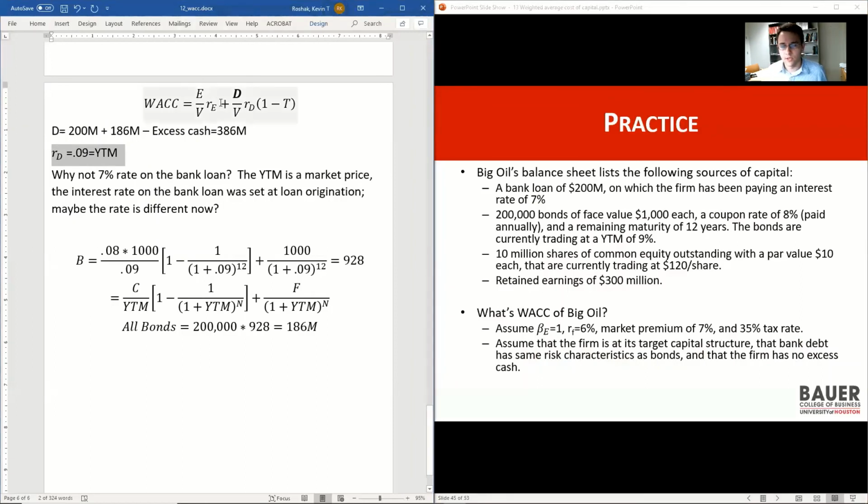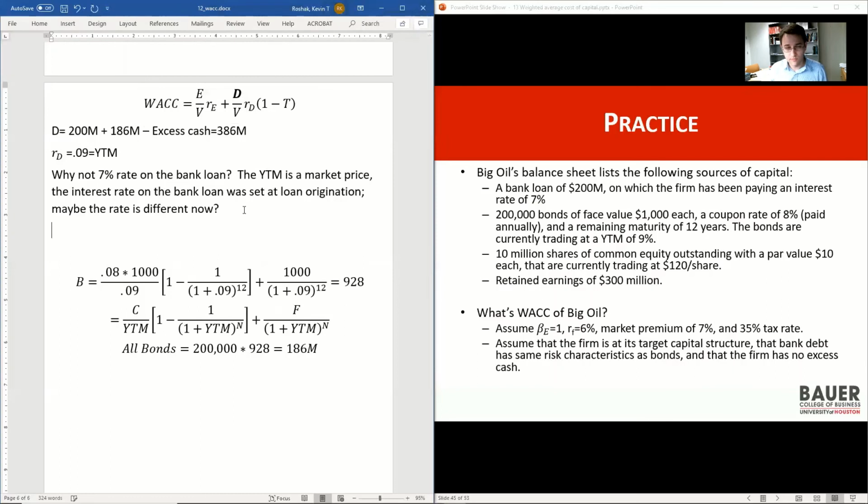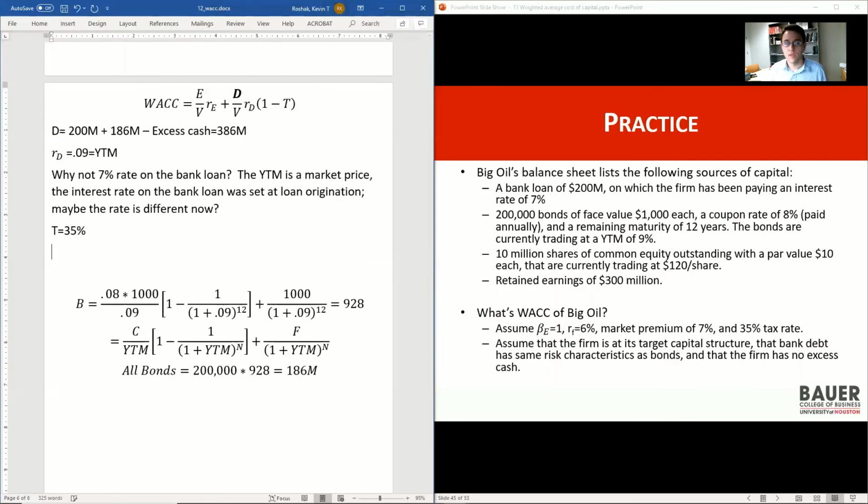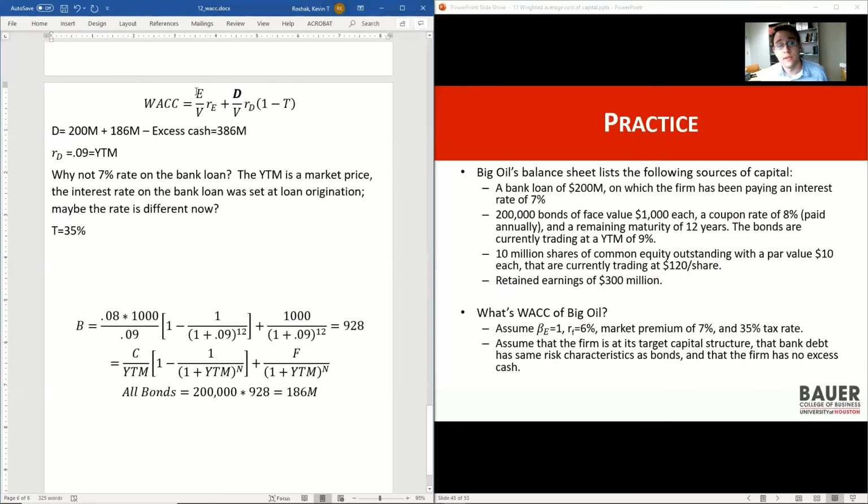All right. So moving along, we have the value of debt. We have the discount rate on debt. We have the tax rate that's given at 35%. Next, we have to deal with equity. Done with this top one, we're done with the second one. We've got 10 million shares of common equity outstanding with a par value of $10 each, currently trading at $120.